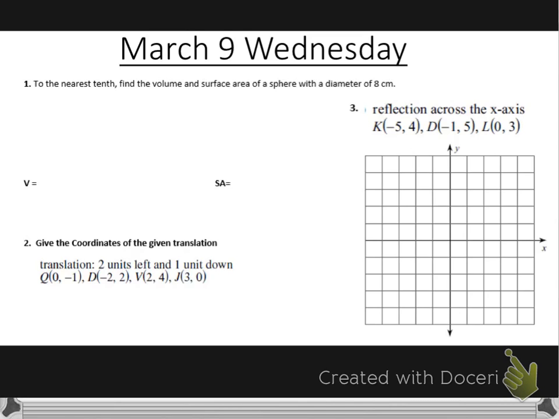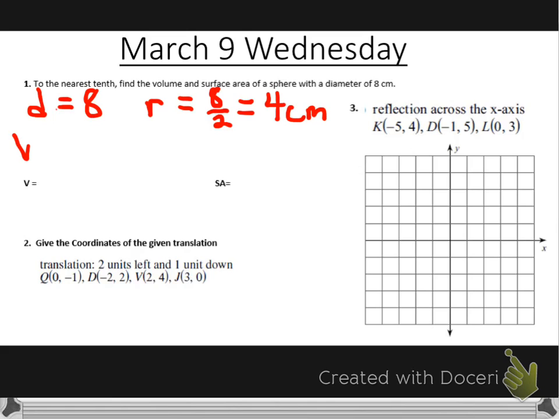Now, number 1 asks us to find to the nearest tenth the volume and surface area of a sphere with a diameter of 8 centimeters. The first thing you have to remember is that if you have a diameter of 8 centimeters, so if your D equals 8, to find your radius, all you have to do is divide by 2. So in this case, my radius is going to be 4 centimeters.